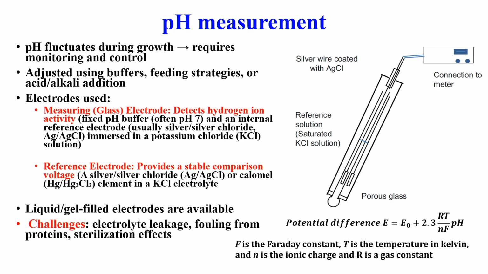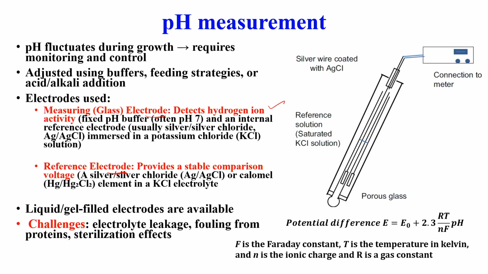Next very important parameter which is regularly monitored is the pH. So, typically this pH is monitored through electrochemical method. So, there is a pH electrode, which has the measuring electrode. So, this detects the hydrogen ion activity, and if you know the hydrogen ion activity, we can calculate the pH value. And there is a reference electrode.